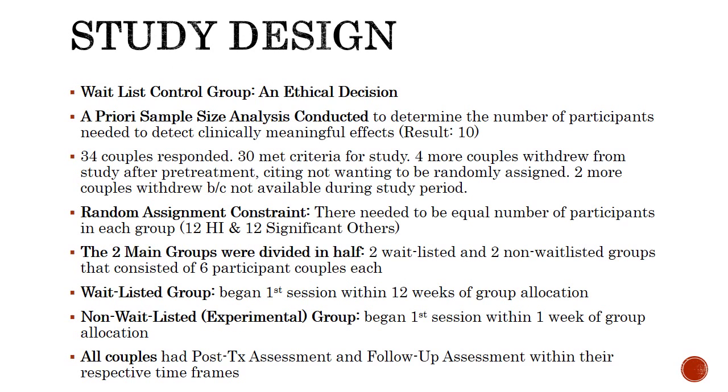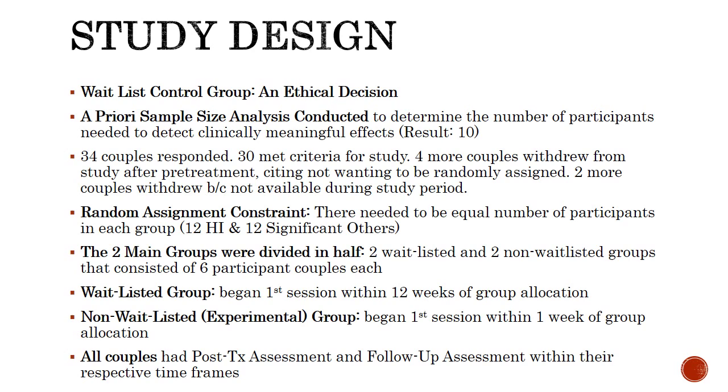Now for more on the study design. The use of a waitlist control group was seen as an ethical decision due to previous research demonstrating that GAR is very beneficial for those with hearing impairments. It was considered unethical to have a no treatment control group. Therefore, a waitlist control group was used in the present study. An a priori sample size analysis was conducted to determine the number of participants needed to detect clinically meaningful effects. The result of that analysis was that there was a need to have at least 10 participants to do so.